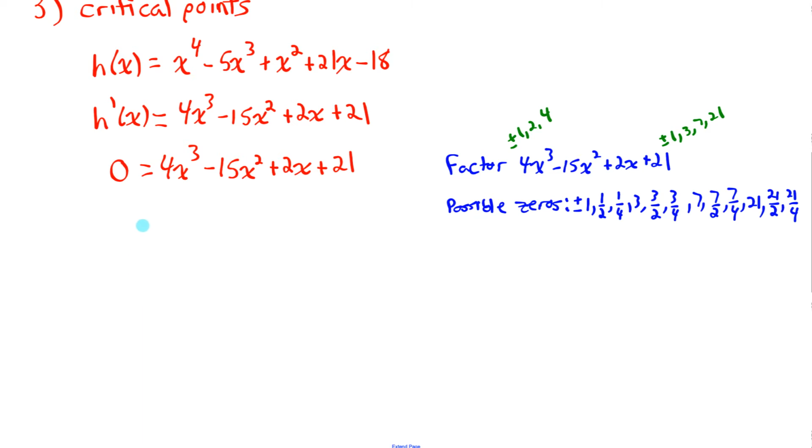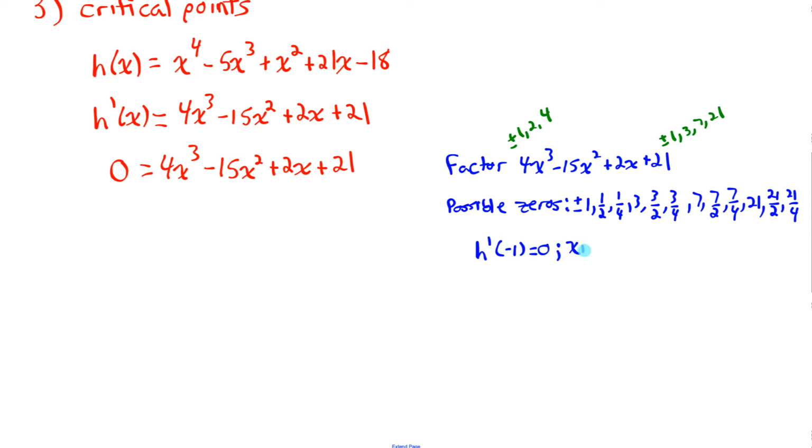I just have to find one of these numbers that works. So I have to find one of these numbers that makes that polynomial be 0. And I think -1 works. If I plugged -1 into this, I would have -4 minus 15 minus 2 plus 21. That's -19, -21 plus 21, that's 0. So -1 makes it be 0. So I could write the derivative, that's the function we're working with, at -1 is 0.